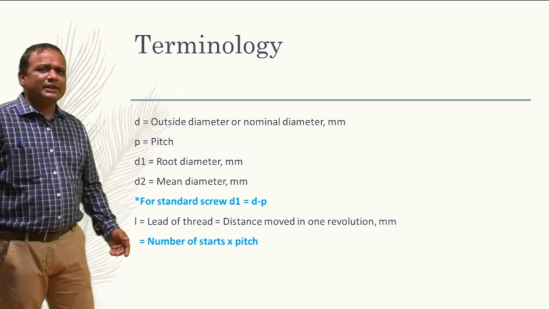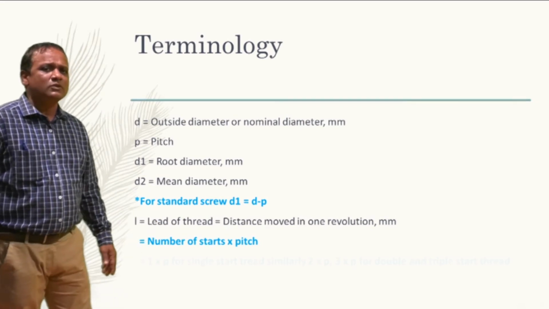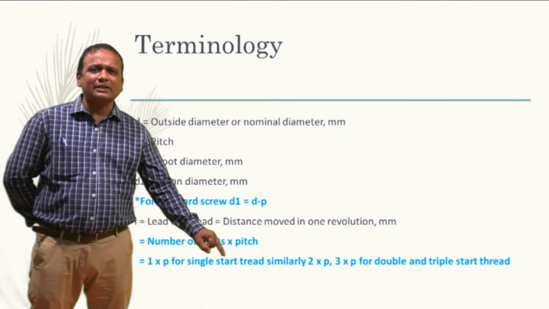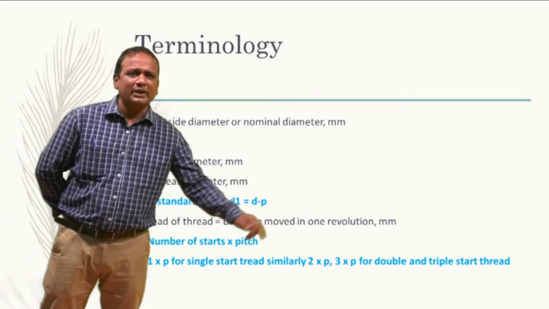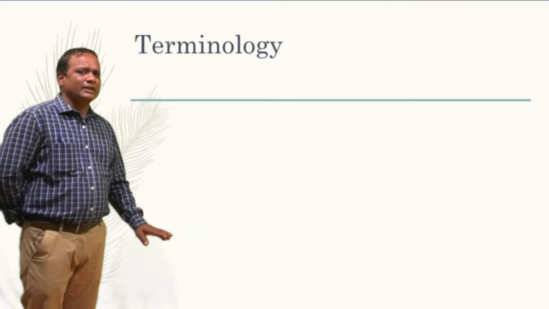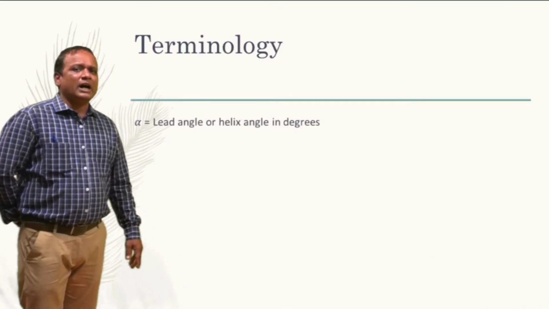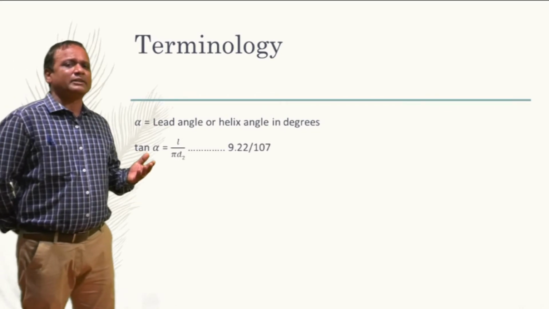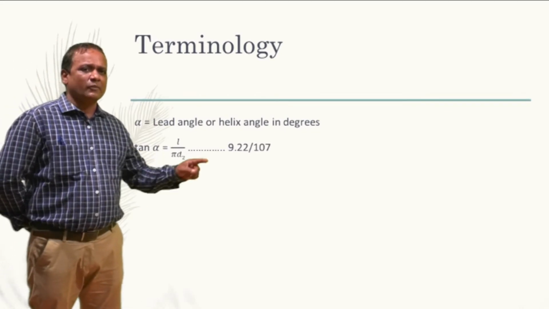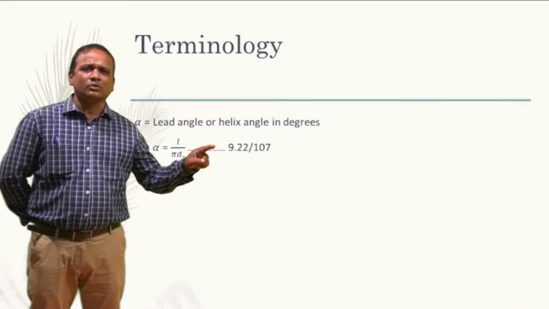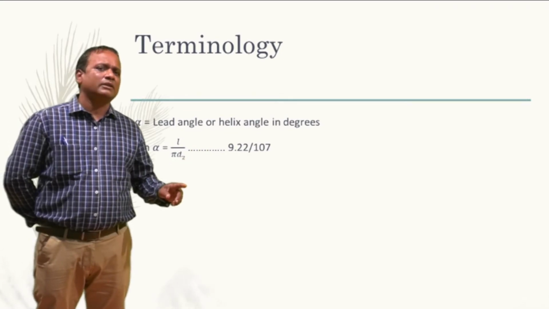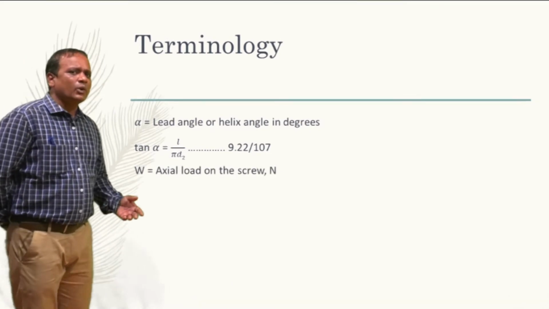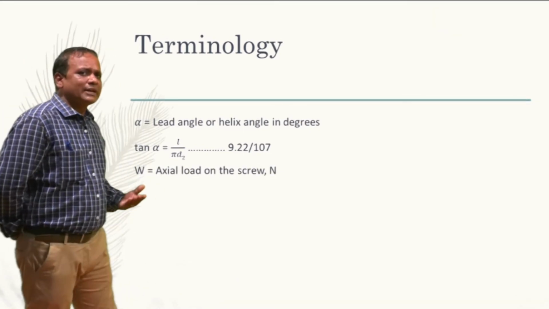It would be the number of starts into pitch. If I say 1 into p, it surely stands for a single start. If it is 2 into p or 3 into p, it is a double or triple start thread respectively. Further, alpha is the lead angle or helix angle in degrees, where tan alpha is equal to L by pi d2, which comes from equation 9.22 on page 102 of Madhavan and Balvi Reddy, edition 3 data handbook. Further, W is the axial load on the screw in Newton.